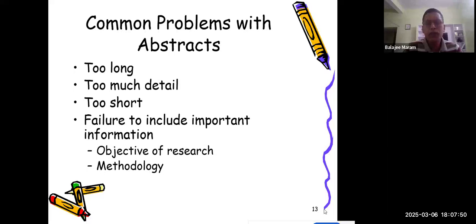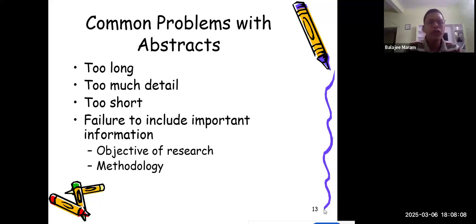What are the main problems with the abstract? Usually, different researchers prepare different types of abstracts. But whatever it may be, these are the problems during preparation of the abstract.